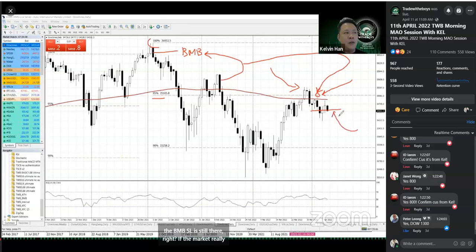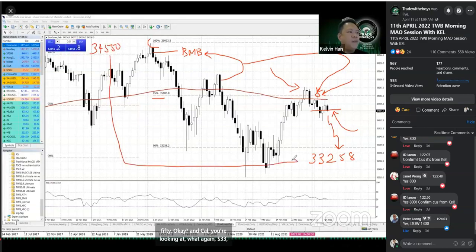If the market really goes and stays below the BNB SL, right, then I think there's a good chance that we can see this happening. So 33,258 could be the level that I think the Dow could be going. Now the Dow now is at 34,550. Okay, and Cal, you are looking at what again? 33,258. That means you are looking at a 1,300 points move. 1,300 point move. Do you think it's possible? Do you think it's possible?